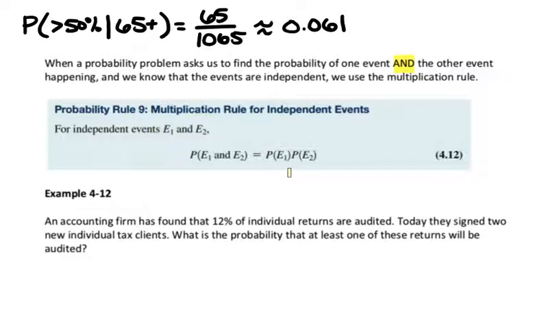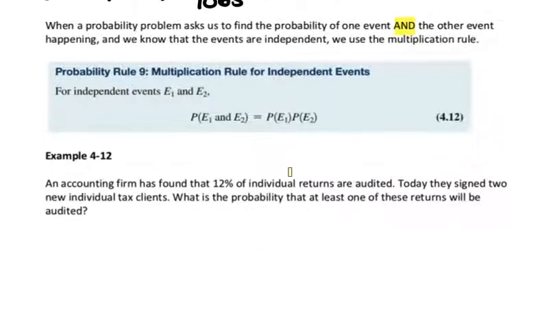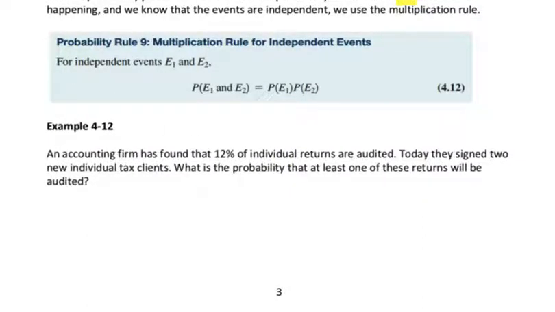So let's look at example 412. An accounting firm has found that 12% of individual returns are audited. Today they signed 2 new individual tax clients. What is the probability that at least one of these returns will be audited? So we can assume that these are independent because whether one person gets audited doesn't really affect whether the next person will get audited. So what I need to do here is find first the probability that both are audited.